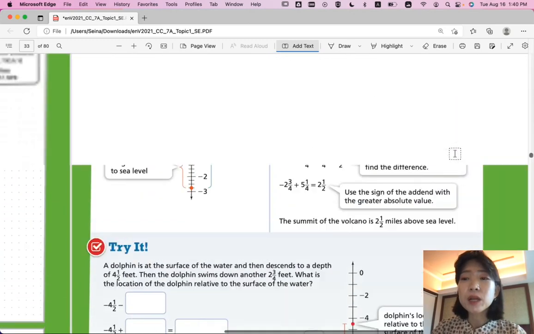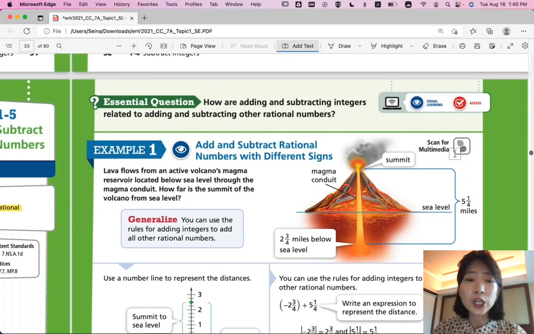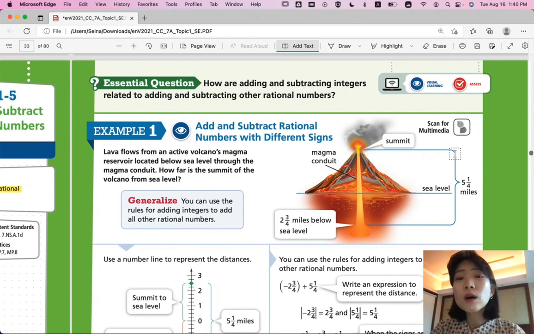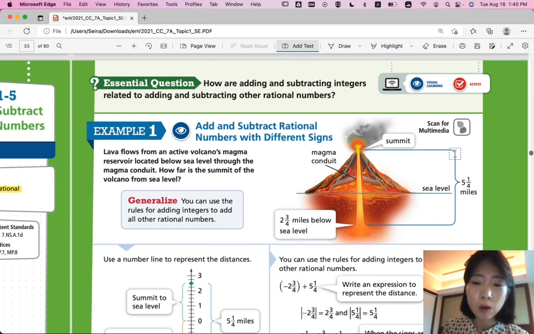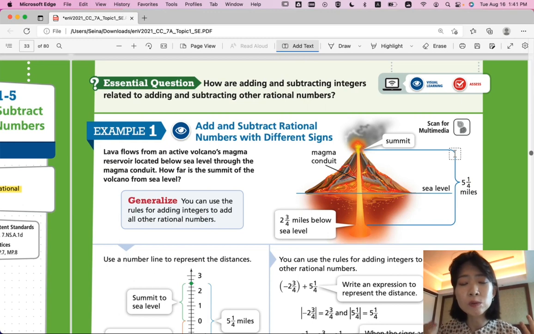Okay, let's look at the next page. Throughout this lesson, let's think about how adding and subtracting integers is related to adding and subtracting other rational numbers. How are integers and rational numbers related? The rules might be the same. How are they different? What are some different things that we need to remember and be careful about is what we're focusing on. Okay, so let's look at example 1.